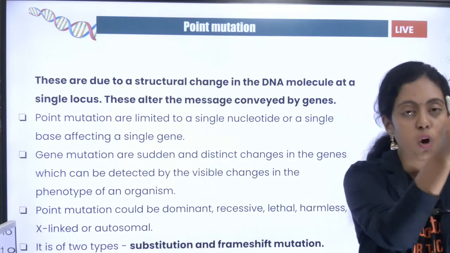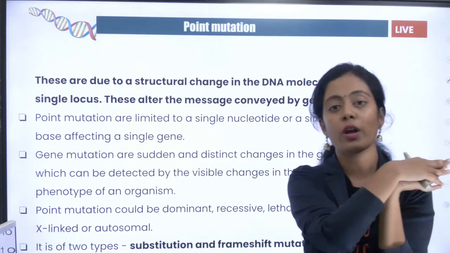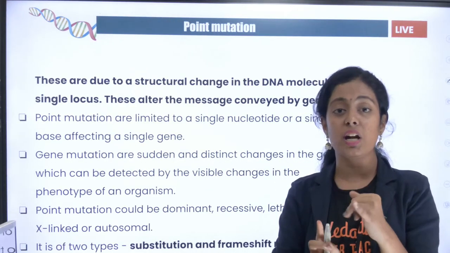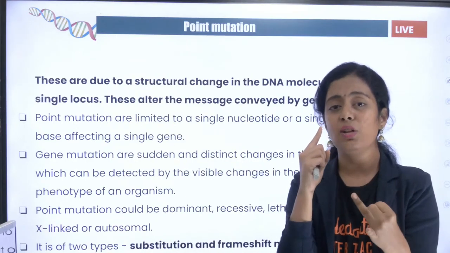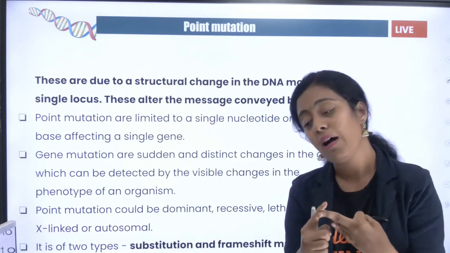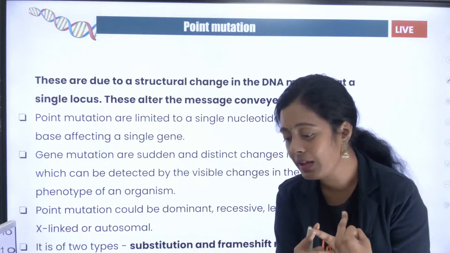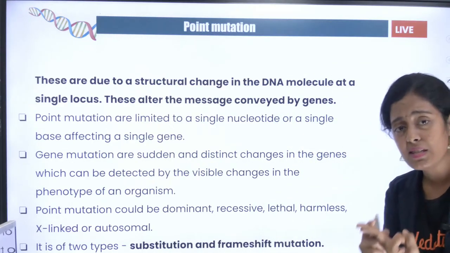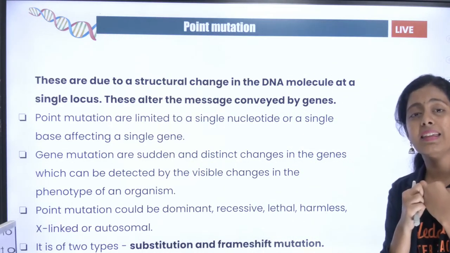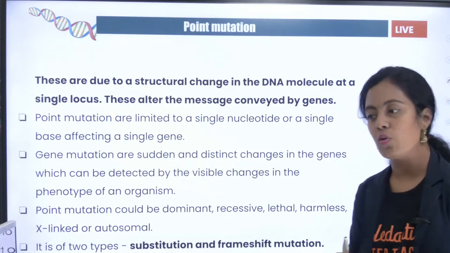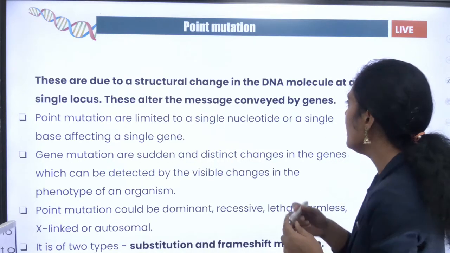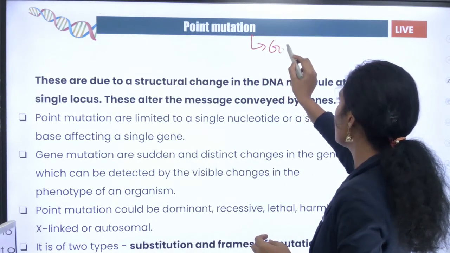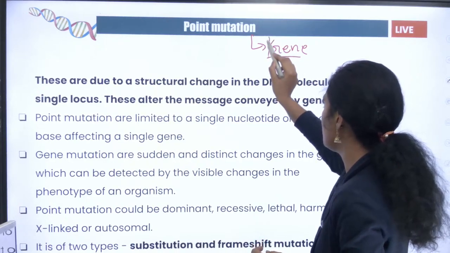Now we have finished chromosomal mutation. What changes happen in chromosomal mutation? Deletion. Okay, then you have duplication. Then you have what, students? Deletion, duplication, then translocation, and then inversion. Now point mutation, as I already told you, is a kind of gene mutation.